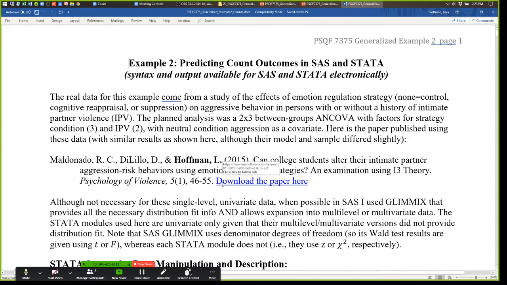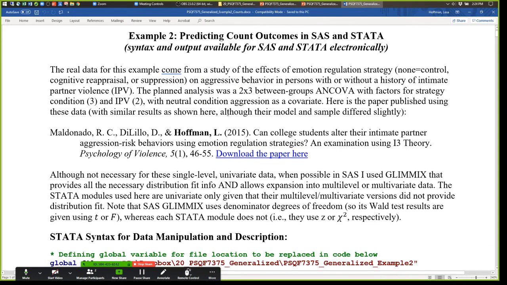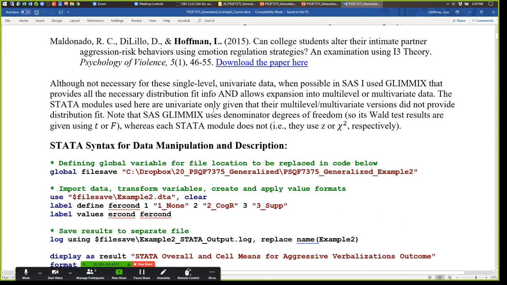So this is from a master's thesis of a former student at the University of Nebraska. It was an ANOVA type 2x3 design where we have participants with or without a history of interpartner violence, and they were randomly assigned to one of 3 conditions, and they were asked to do some sort of relationship-related interaction with each other, and they were either taught not to have any strategy in dealing with frustration, cognitive reappraisal, or suppression. So that part is between groups, as is the IPV variable. So this is basically 6 different groups of people that we're talking about.